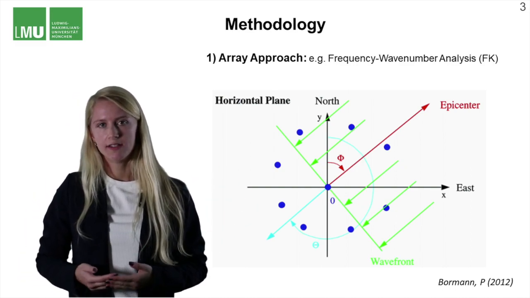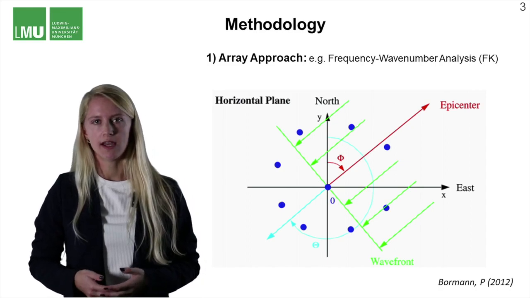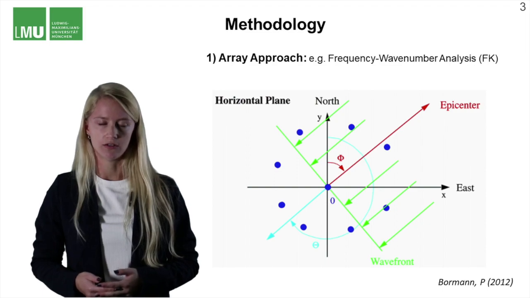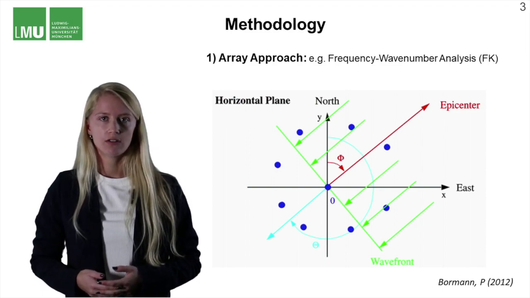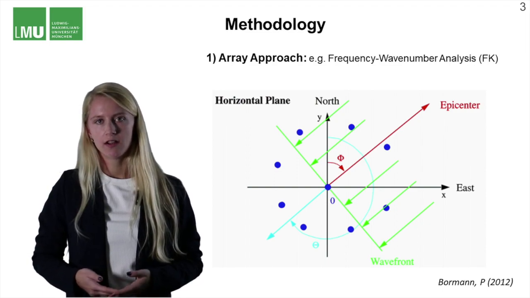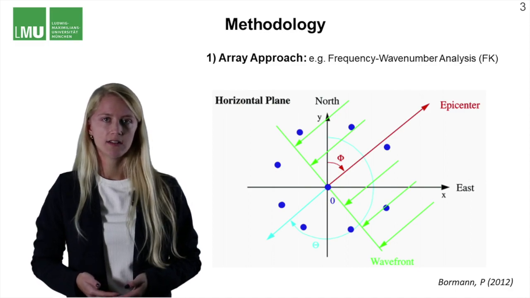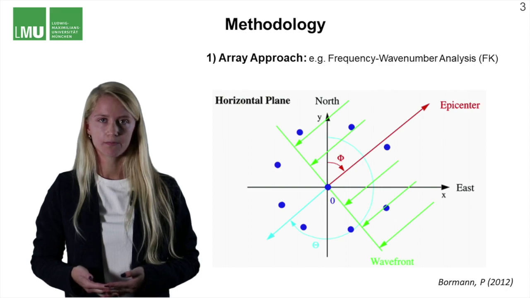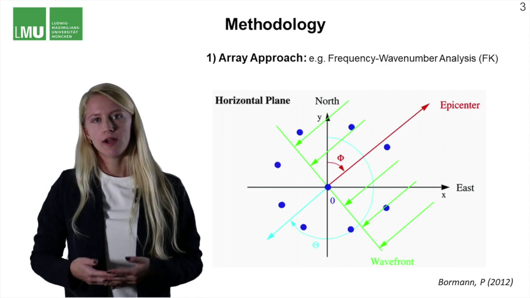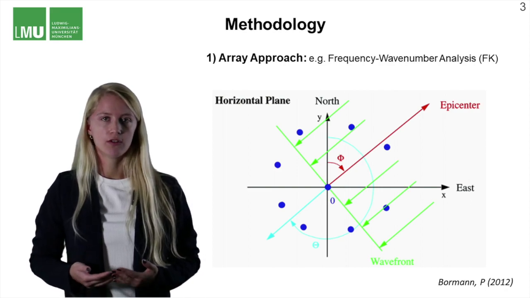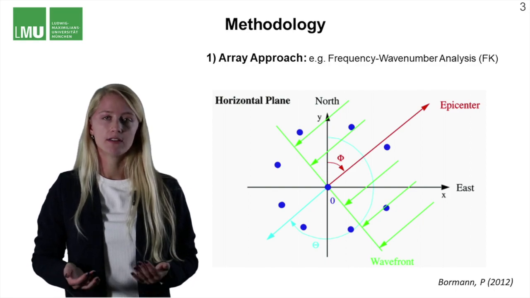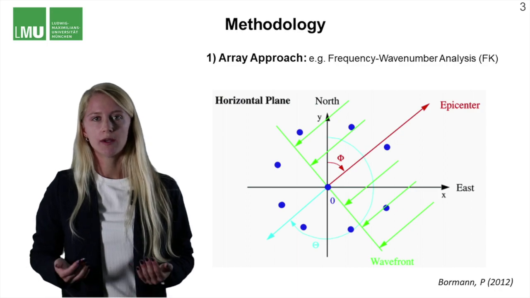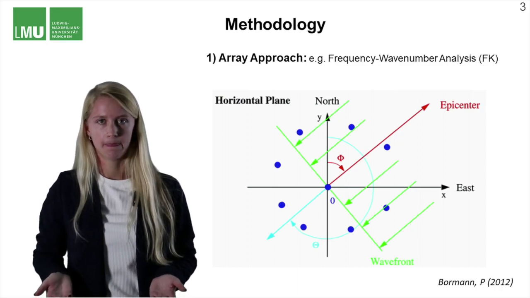Now, the velocity and the direction of the wave field can be estimated through the different arrival times of the wavefront at the stations. Here in our study, we're analyzing the array data using frequency wavenumber analysis, but other approaches exist, such as the spatial autocorrelation. These array methods are well established and give reliable results. However, their installation is very complex, and that's why a single-station approach would make measurements more convenient.